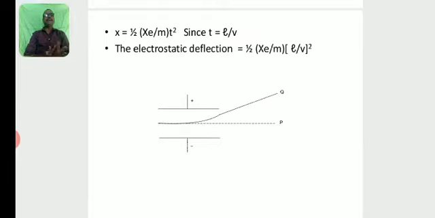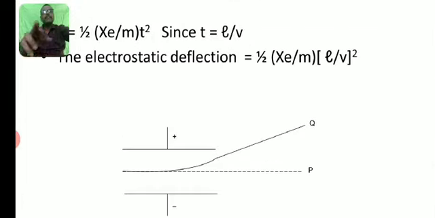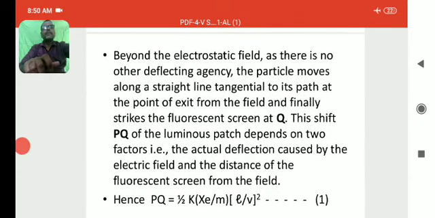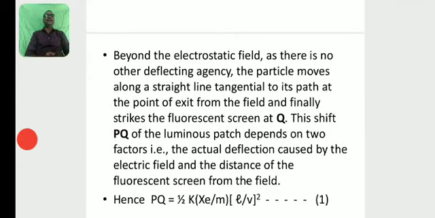So now we see the diagram: positive plate, negative plate, and the deflection of the electron beam, that means the cathode rays. Beyond the electrostatic field, as there is no other deflecting agency, the particle moves along a straight line tangential to its path at the point of exit from the field, and finally strikes the fluorescent screen at Q.